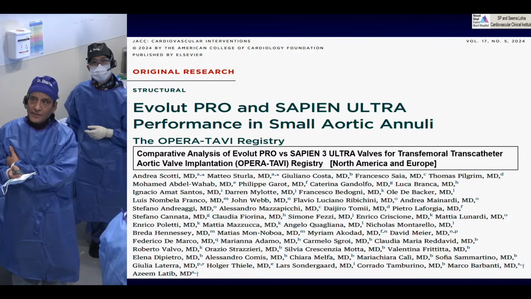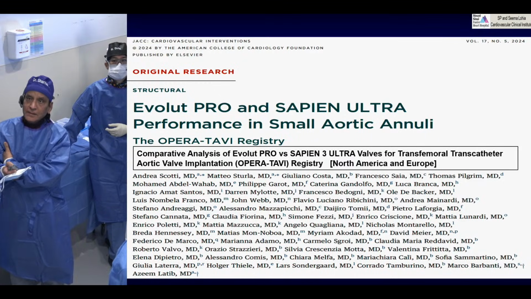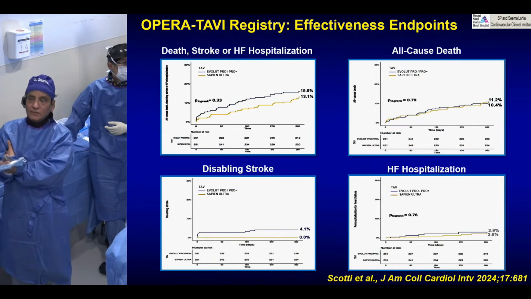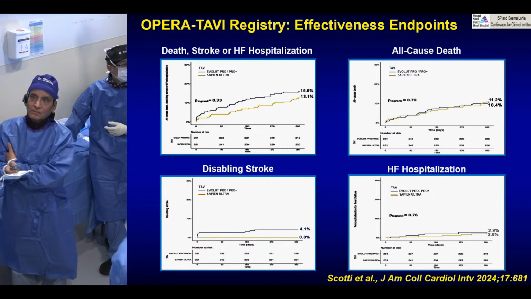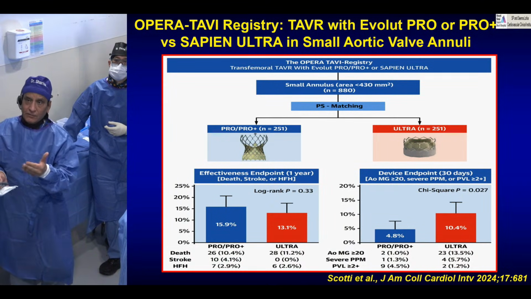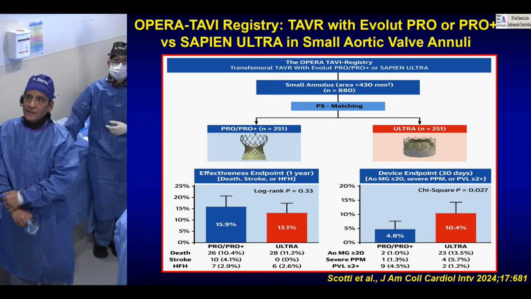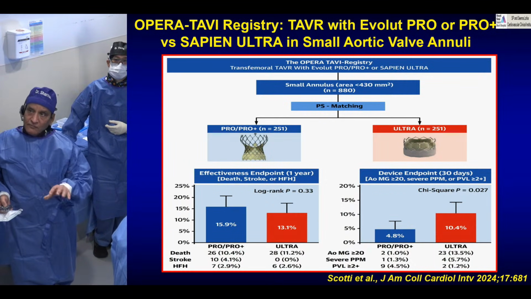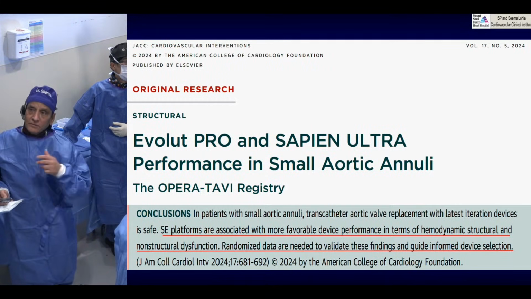Then there is another registry from North America and Europe, a comparative analysis of the Evolut Pro versus SAPIEN 3 Ultra called the OPERA-TAVI registry, same in the small aortic annuli, and it basically showed about 250 plus matched cases with similar data to what we saw, except maybe slightly lower hospitalization in the Evolut group, but overall no difference in the trial endpoint, except the hemodynamics were better. Now, you see the death, stroke, heart failure, hospitalization at 1 year were similar, short term maybe slightly different, but overall it shows that both platforms do very well. But clearly from the hemodynamics point of view, SAPIEN is inferior to Evolut in the small aortic annuli, which is defined as less than 420 millimeters. So this is basically showing valve performance.